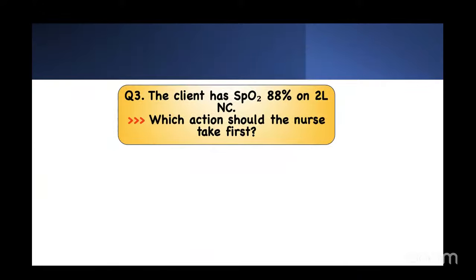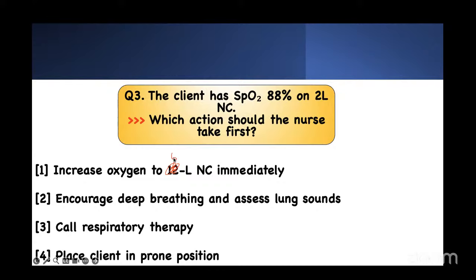Now, you saw the client, his saturation is 88% on 2 liters. Which action do you think you should take? 6 liters by nasal cannula. So how about this, we just make it 6 liters nasal cannula immediately, or you encourage deep breathing and assess lung sounds right away, or call the respiratory therapist, or place the client in the prone position. Patient saturation 88% on 2 liters. What do you think you should do?